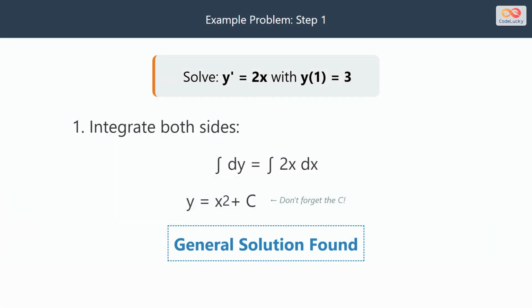Let's try an example. We need to solve y prime equals 2x, given that y of 1 equals 3. Step 1 is to integrate. The integral of 2x is x squared, plus our constant c. This is our general solution.